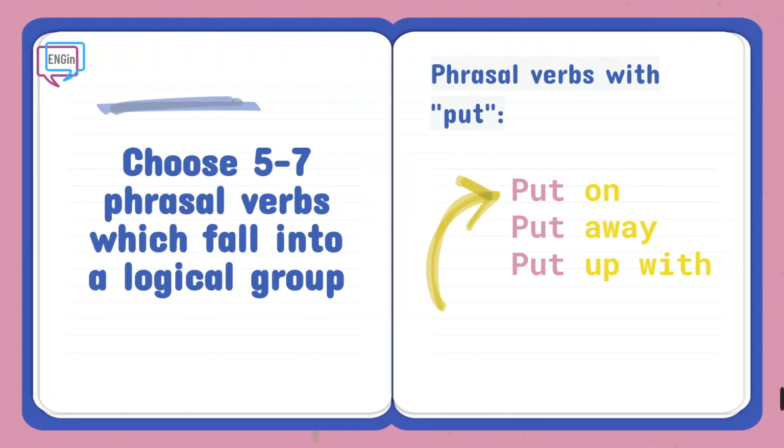Another logical group of phrasal verbs to teach could be those with the same verb, for example, put, but different prepositions. Examples of phrasal verbs with put include put on, put away, put up with. You could create a phrasal verb pyramid to help students visualize and remember these phrasal verbs.